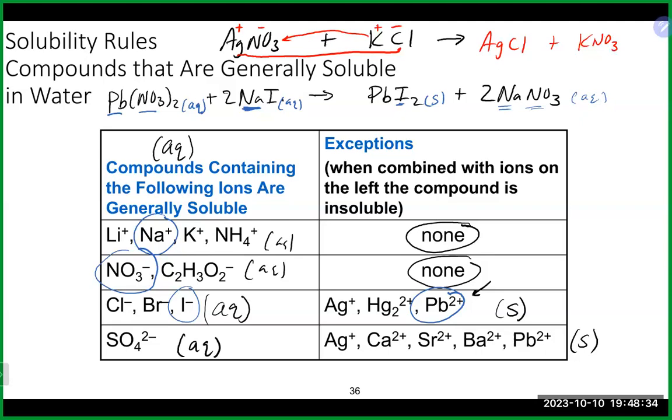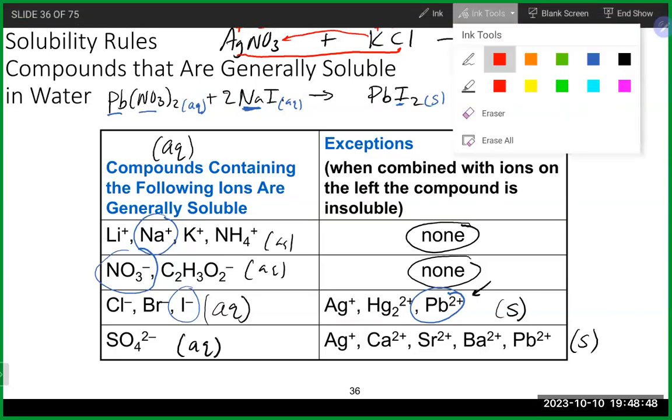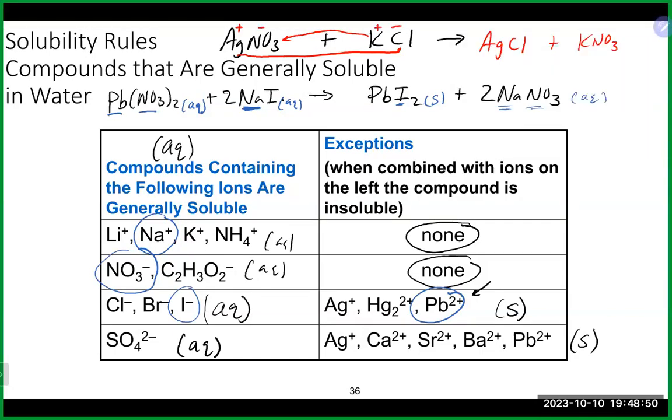Now that I have the formulas, I want to make sure it's balanced. And in this particular case, this equation is balanced. We got 1 silver on each side, 1 nitrate on each side, 1 potassium, and 1 chloride on each side. So now we could go to our solubility rules here to decide what is going on.